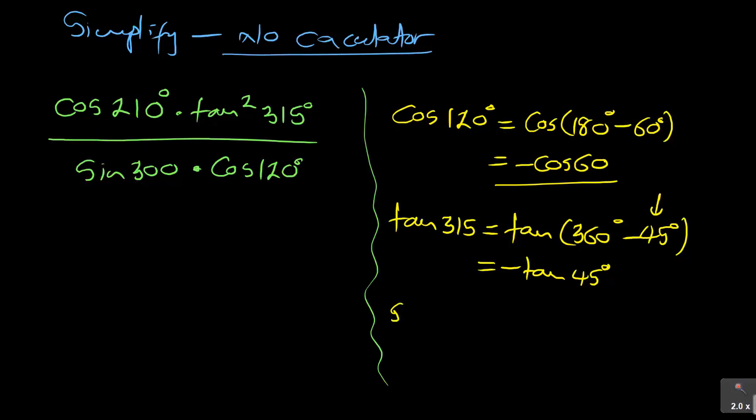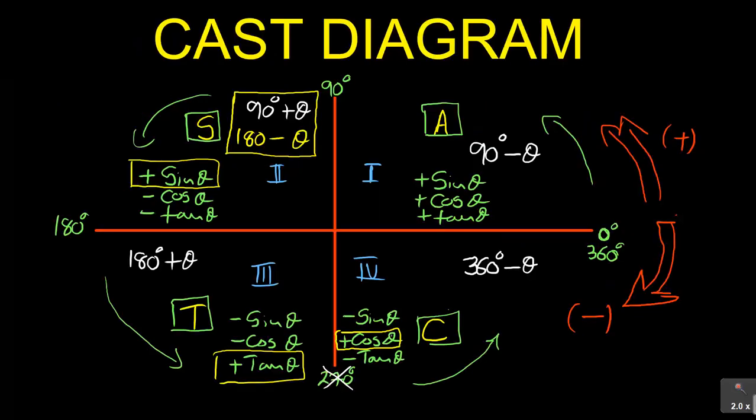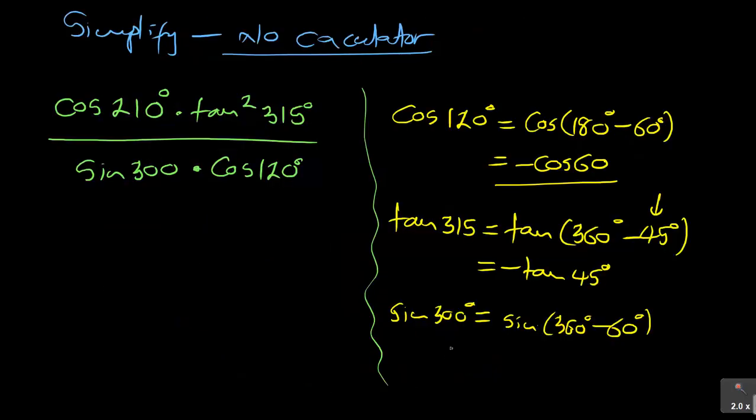Sine 300 is the next one. Again, sine 300 is in the fourth quadrant, so you're using the same 360 degrees. Now subtract: 360 minus 60 degrees, you'll get 300. Then the next thing you need to ask yourself is, what is sine in that quadrant? It's also negative in the fourth quadrant, so it is going to be negative sine of that angle, which is 60 degrees.